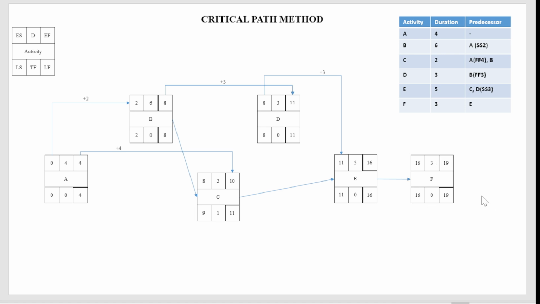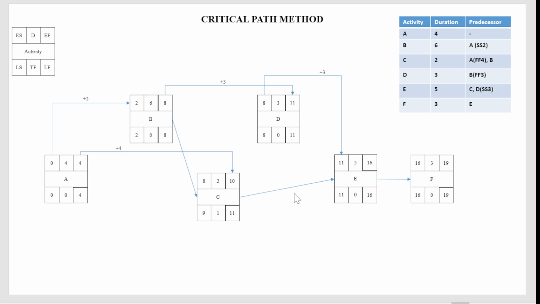The same way we did forward pass, we are going to do backward pass. So 19 early finish, the 19 will be late finish. 19 minus 3 will be 16. Since we have only one relationship, finish to start, 16 will go there. 16 minus 5 will be 11. Now it will get more tricky because this is not just finish to start relationship. Since with C you have finish to start relationship, you can just pass over 11 over here. 11 minus 2 will be 9.